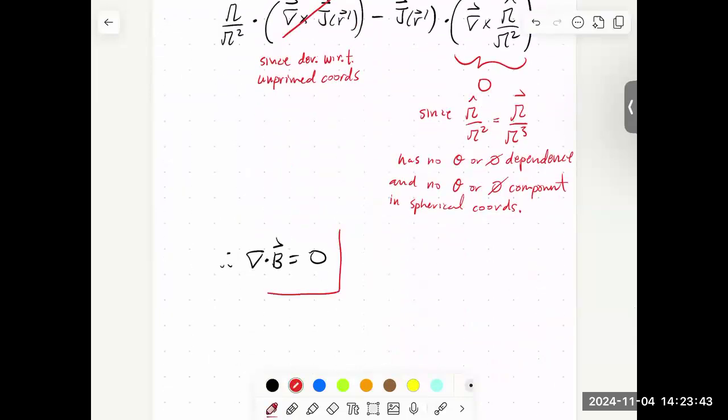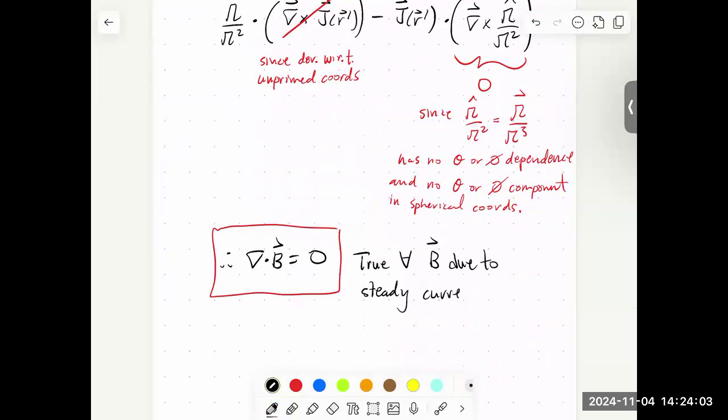And this is completely general. We started with the Biot-Savart law, which we can apply to any distribution of currents. And so this is true for all B due to steady currents. All right, so what we'll do next is the more difficult one. The approach is exactly the same. We're going to start with the Biot-Savart law and then take the curl. We'll have to use a different product rule, and this time, not all of the terms will vanish.